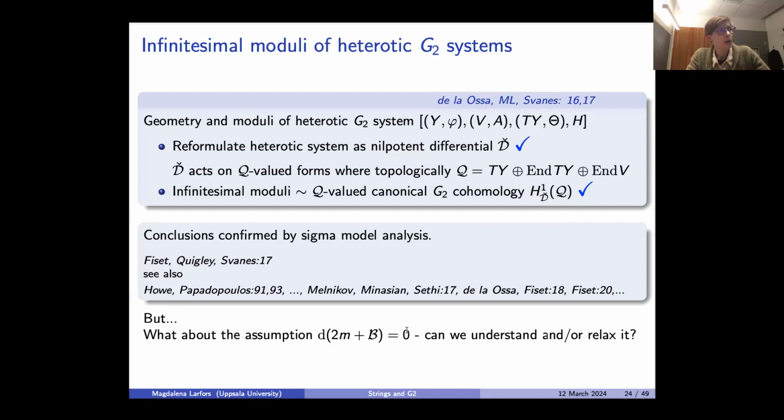So what we have realized in more recent time, like the last year, is that we can indeed relax this condition. It's not necessary, but we can only do so if we enlarge our space of deformations a bit. And in order to do that, I will take a detour over a superpotential.